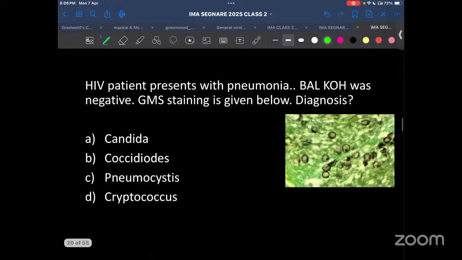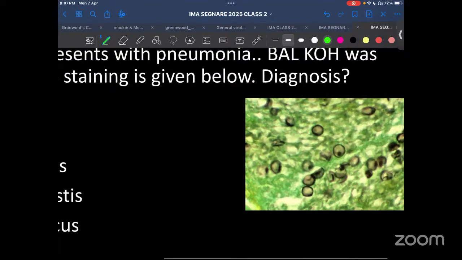Okay. Now coming to our next organism. An HIV patient presents with pneumonia. Bronchoalveolar lavage, KOH was negative. GMS staining is given below. The Gomori methenamine silver staining is given. So what is this organism? HIV patient, pneumonia, it's an opportunistic infection. And what is seen in this Gomori methenamine silver staining?